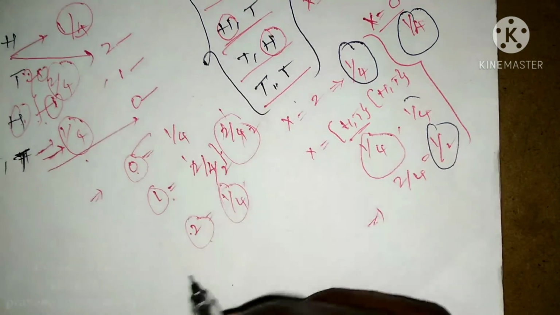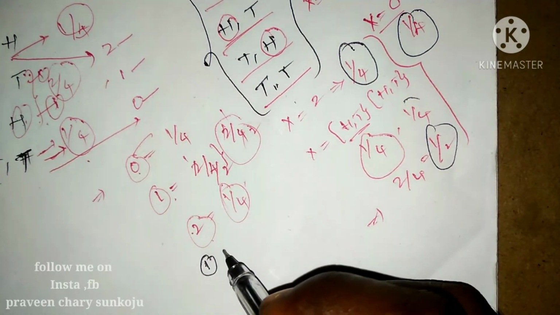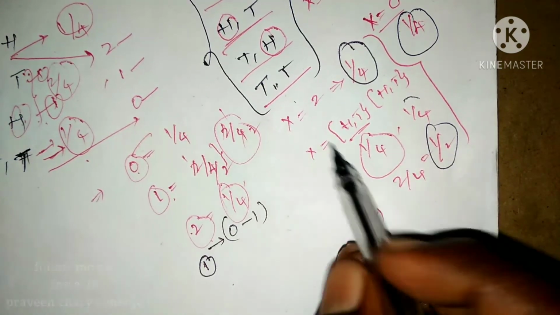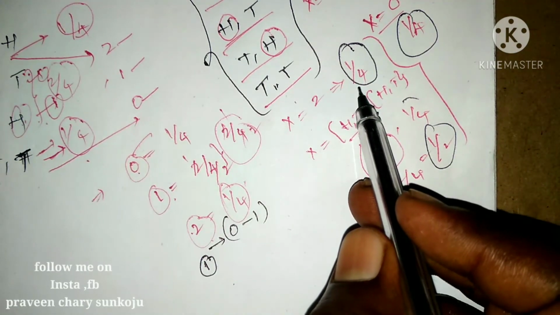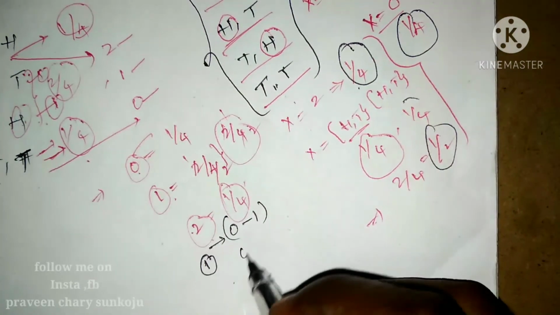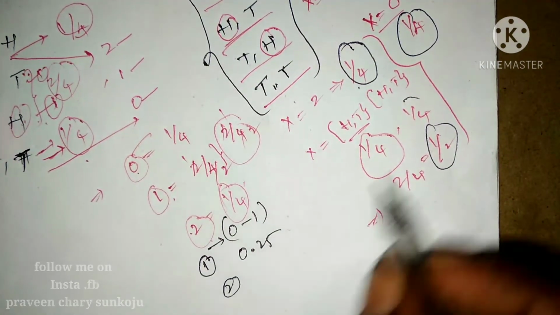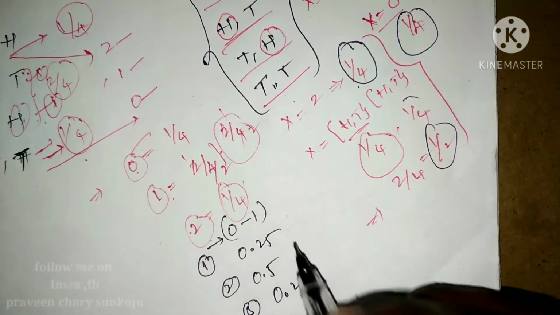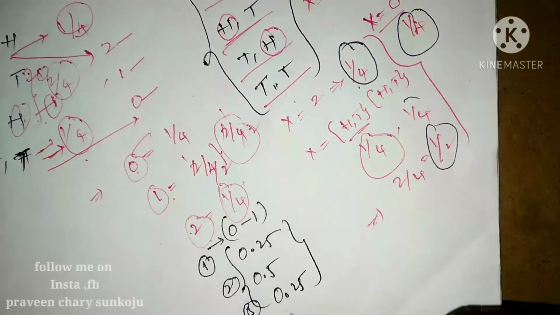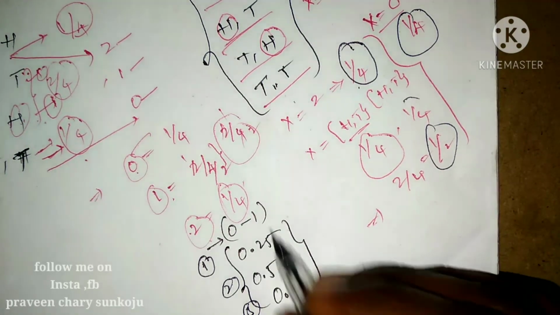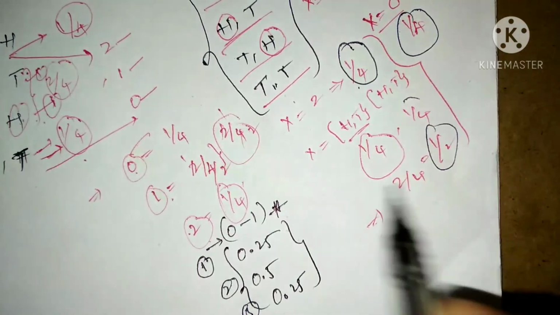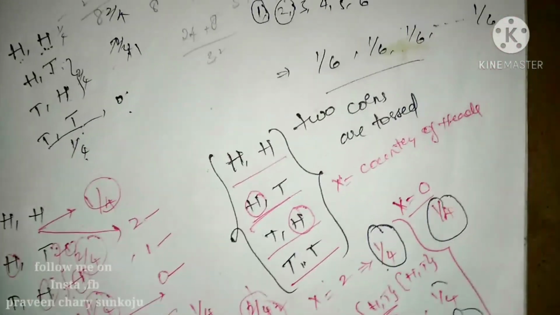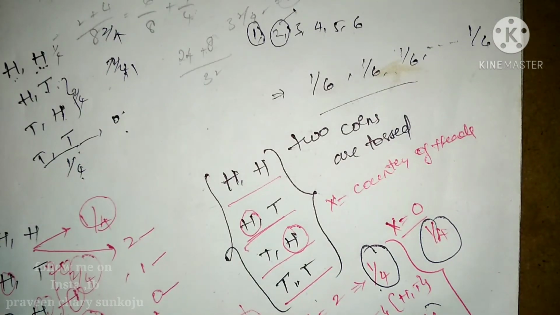Here our first step is that the probability always lies between 0 to 1. In the first case we are having 0.25, in the second case we are having 0.5, and in the third case we are having 0.25. It is not less than 0 and it is not more than 1, so our first assumption is proved. And our second assumption is that the sum of all probabilities is going to be 1.